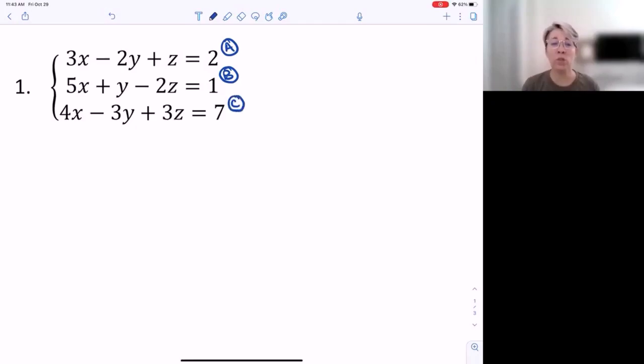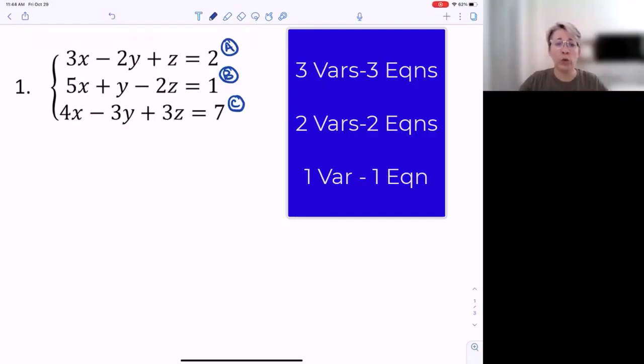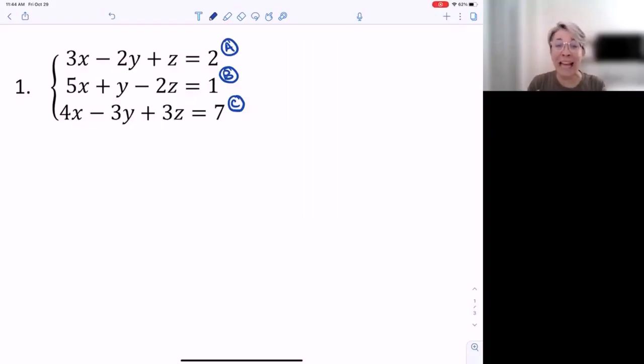Now we're still going to use substitution or elimination methods like we've learned before. It's just we can only work with two equations at a time. So here's our goal. We're going to reduce it from three variables, three equations, down to two variables, two equations, down to one variable and one equation. So let's first get it down to two equations with two variables. Let's pick any two equations and get rid of one of our variables. A nice one might be, to get rid of the y, we can choose A and B.